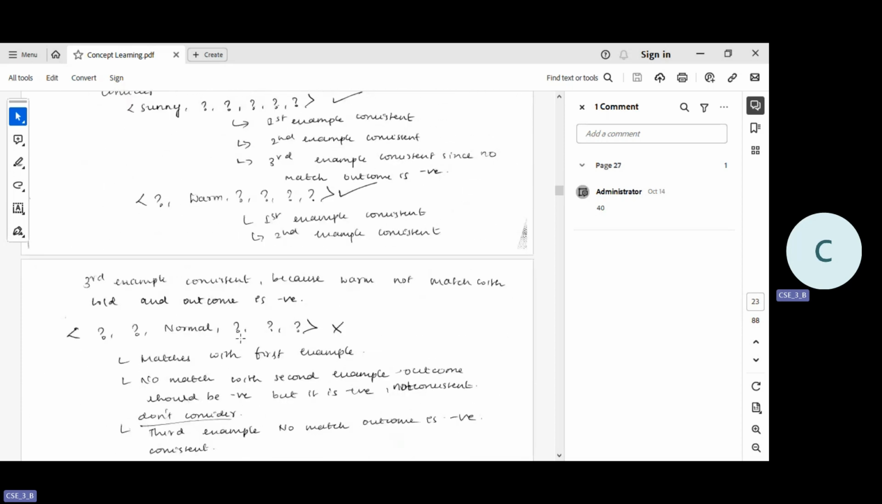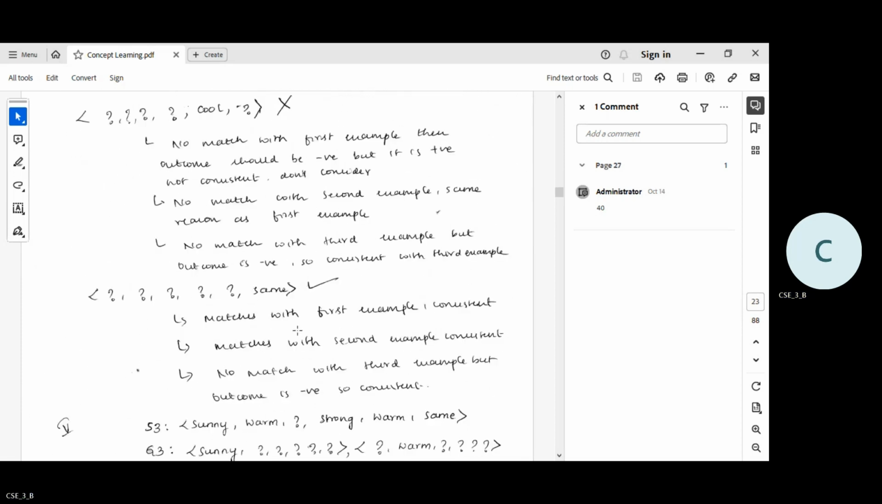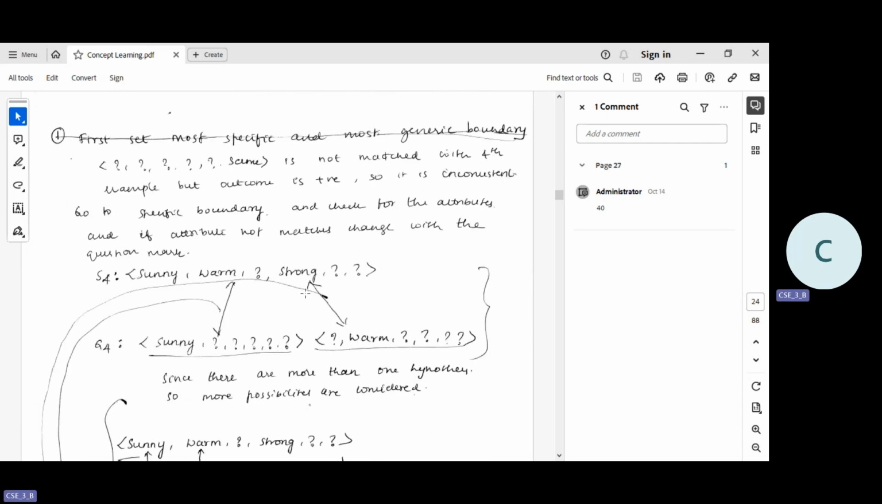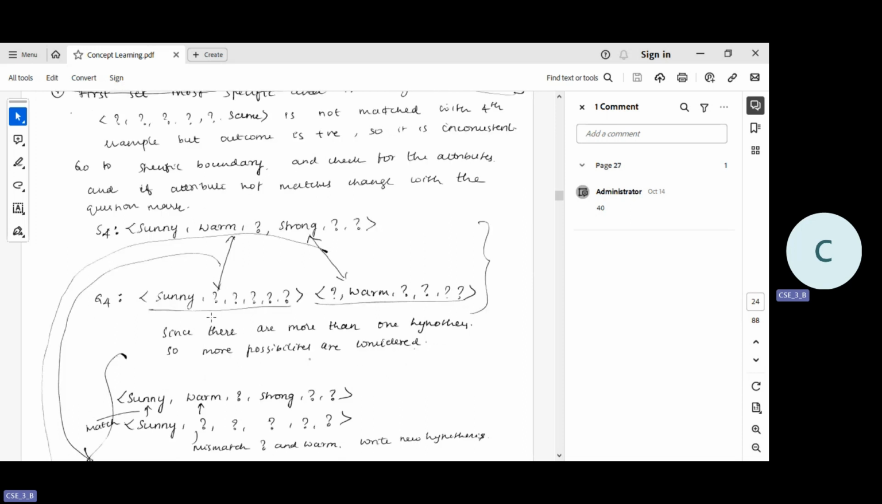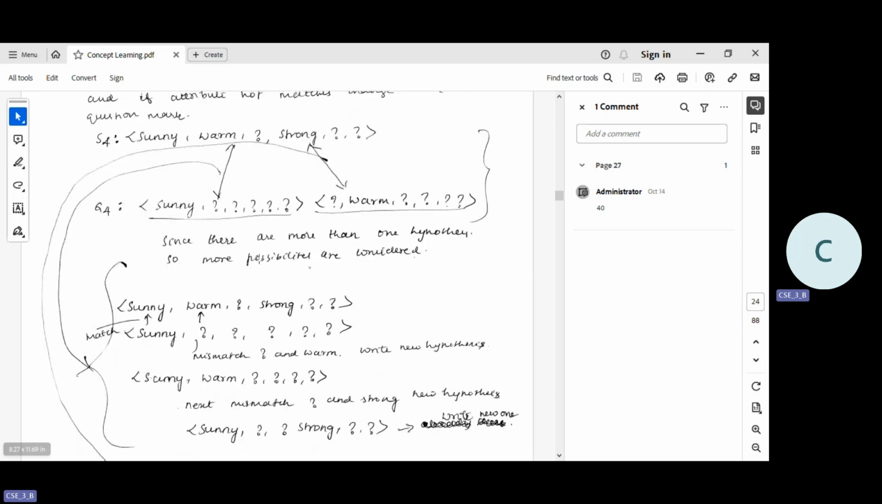So we come here, and we can see strong, cool, and then change. So there is a difference, and we replace those with a question mark. Now we have updated the specific boundary and updated the generic boundary. According to the candidate elimination algorithm, what we have to find is the version space, which comprises of what?